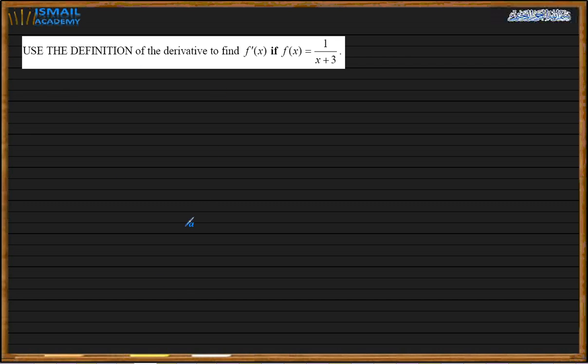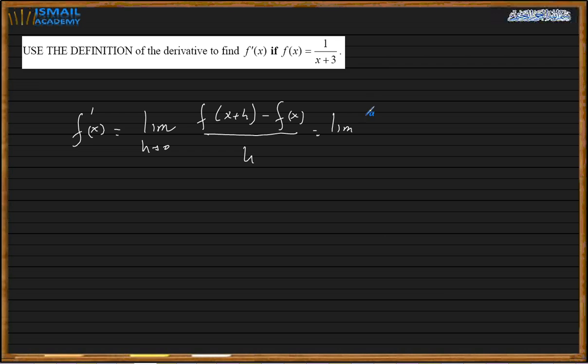Here they ask me to use the definition in order to find the derivative. So we know that f prime using the definition is the limit of f of x plus h minus f of x over h when h goes to 0. So here f of x plus h is 1 over x plus h plus 3 minus 1 over x plus 3. The whole thing is over h when h goes to 0. So here I make a common denominator. Keep in mind this h is h over 1.